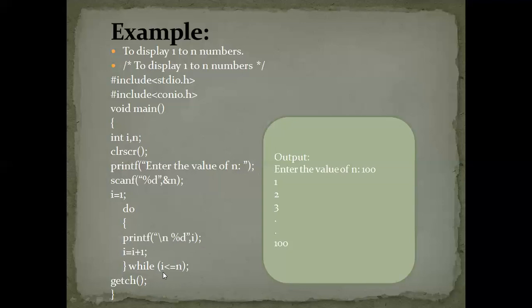Similarly, finally the I value becomes 100. Is 100 less than or equal to 100? Yes, the equal to symbol is there. Finally, it will go back here and display the I value, that is 100, as well. So that is why the output will be 1, 2, 3, and so on up to 100. We are going to get this output by using the do while statement.